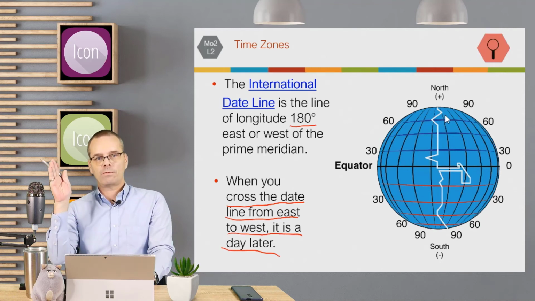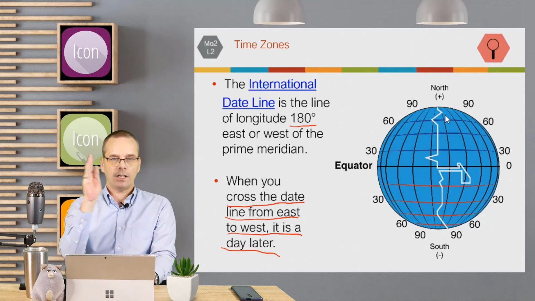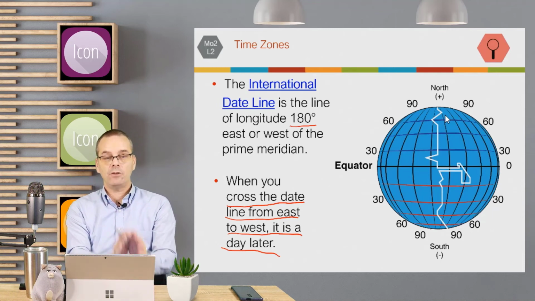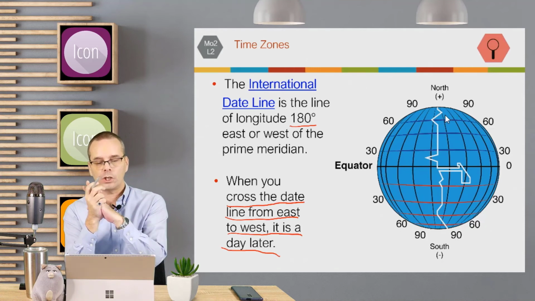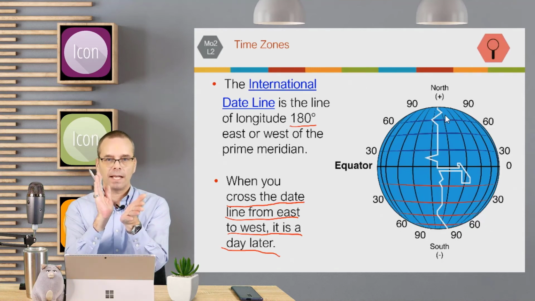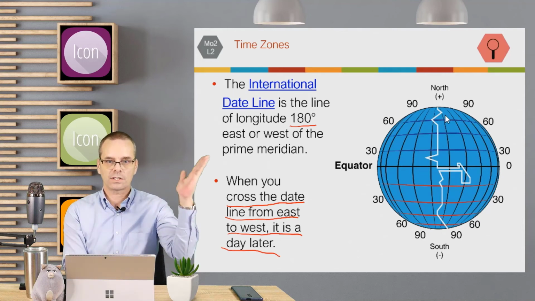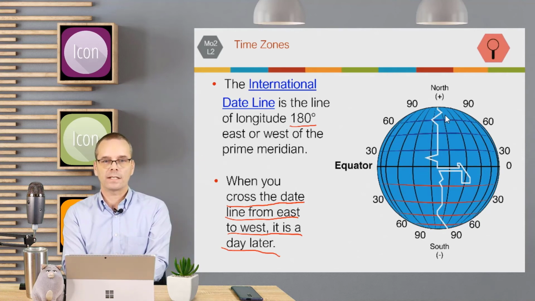So if I'm coming from California and flying over to Japan, I will lose a day. Even though, let's say, I'm leaving California on Friday at 9 p.m., I'm actually arriving on Saturday at 9 a.m. on the other side of the world. So you lose a day as you travel from east to west.